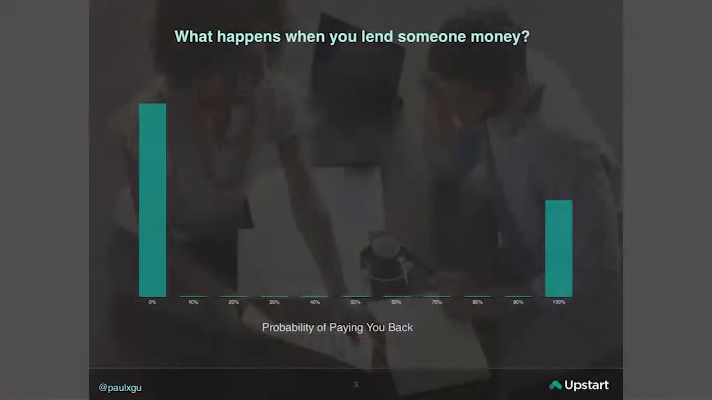So if we were to think in terms of first principles, what would we think about in lending? Well, the first thing you would have to think about is what happens when you lend someone money. And this graph is actually backwards. It should say the probability of not paying you back. So just imagine that we're there. But if you were to give someone money, in an ex post sense, there can really only be two outcomes. Either they pay you back or they don't pay you back.